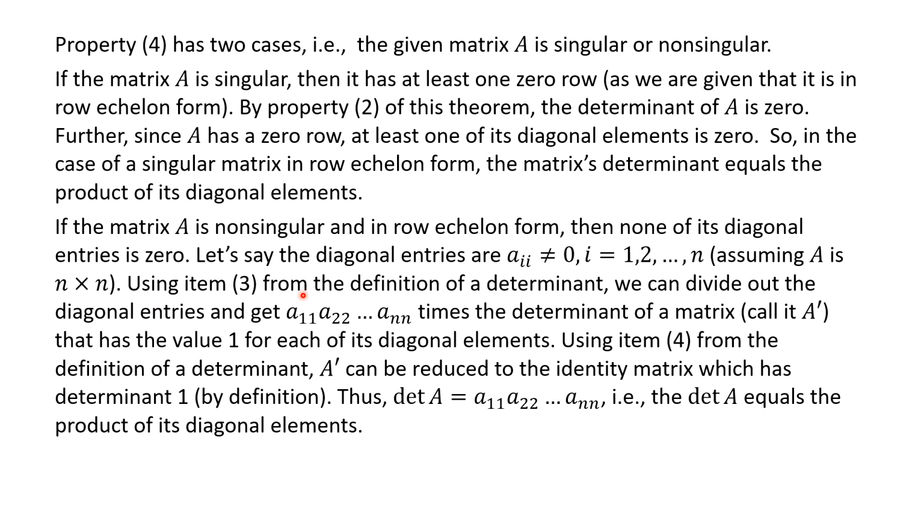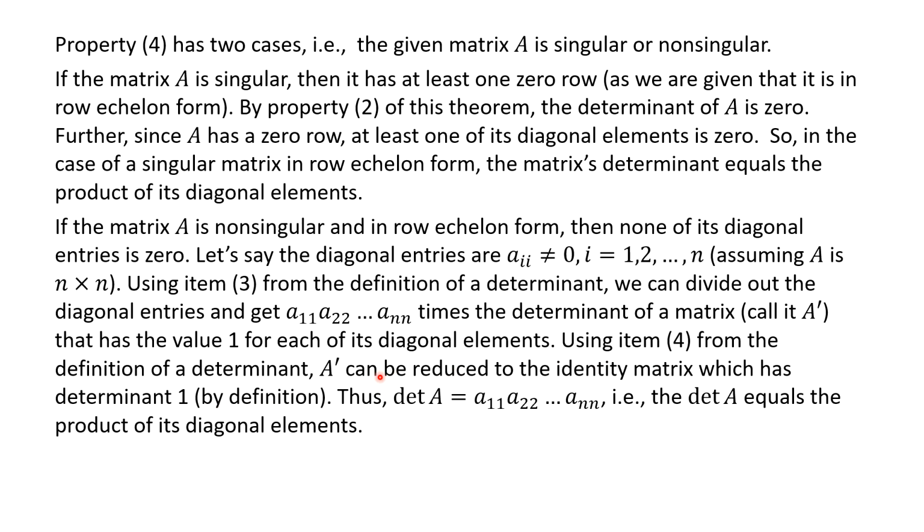Using item 3 from the definition of a determinant, we can factor out the diagonal entries and get a11, a22, all the way up to ann multiplied together, times the determinant of some matrix called A prime that has the value 1 for each of its diagonal elements, since we factored this out. Using item 4 from the definition of a determinant, A prime can be reduced to the identity matrix, which has determinant 1 by definition.